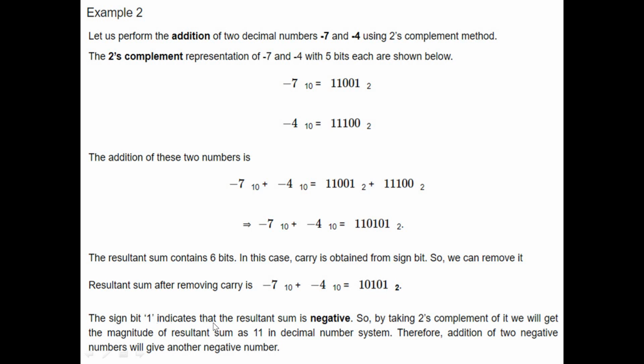The sign bit 1 indicates the result sum is negative. If it is 0, positive; if it is 1, negative. By taking the 2's complement of it, we get the magnitude of the result sum as 11 in decimal. Therefore, addition of two negative numbers gives another negative number. Once again we find the negative representation by taking the 2's complement, so we perform one more 2's complement of this result.